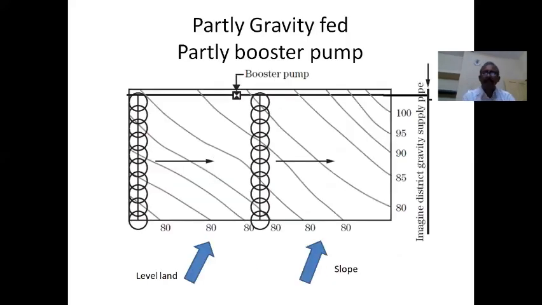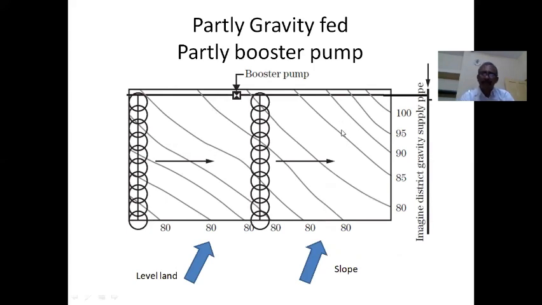You see another situation. Look at the contours. The gradient is in this direction in this portion. And see here, these are all shown as 80 contours. It means that this is a level length. In this case, here also there is no pump supply. The water comes by gravity.